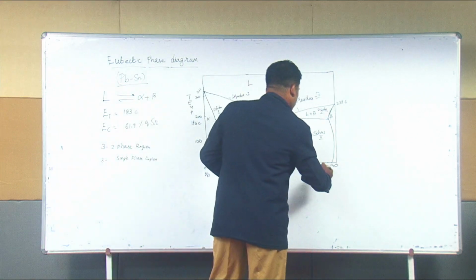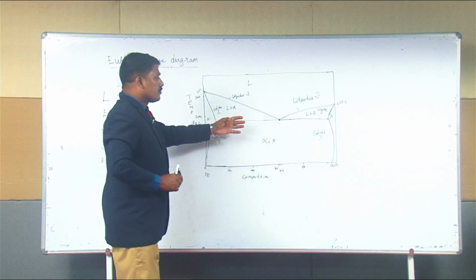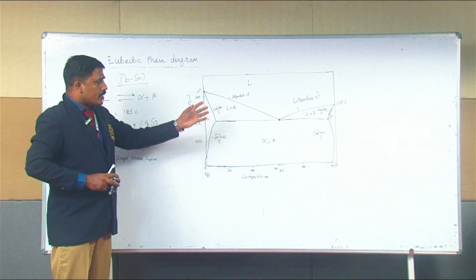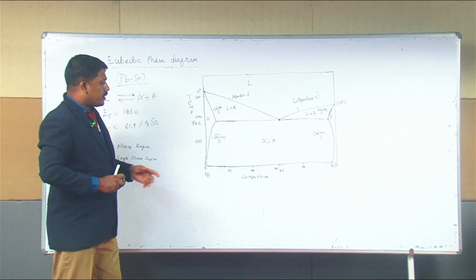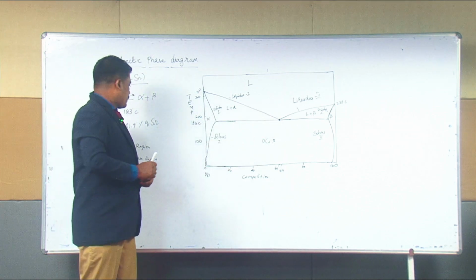Okay. Then using the phase rule, we can easily find out the degrees of freedom for the two-phase region and the single-phase regions on the boundaries. Okay.